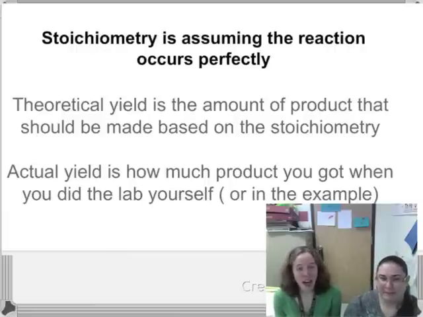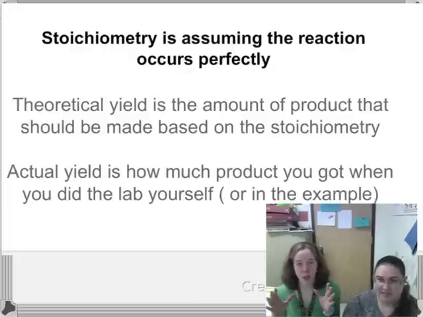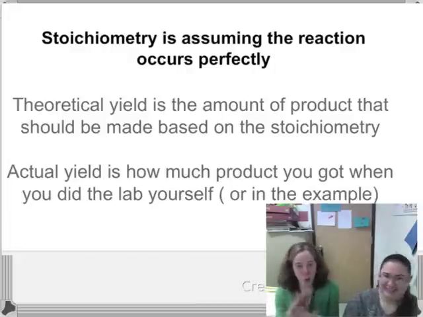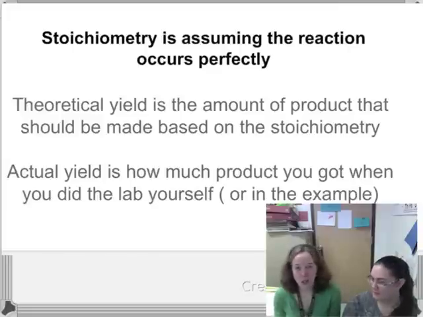So your actual yield is the amount you really did make in the lab, or the amount the problem says you really did make in the lab. It's a number. It will give it to you. It will say the actual yield was. Don't overthink that part. The closest you'll have to get to calculating that is using your percent, and we'll get to some examples of that.